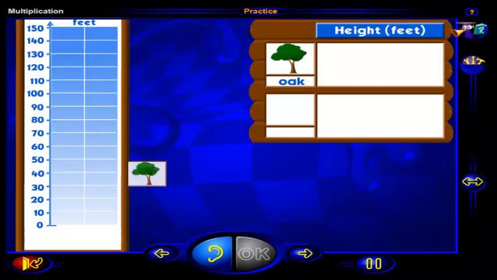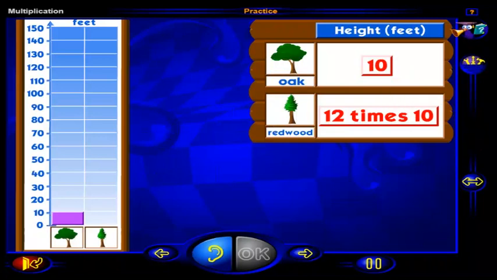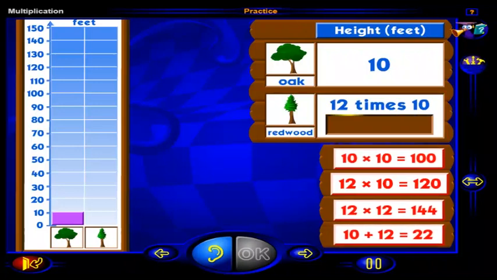This oak tree is 10 feet tall. The redwood tree is 12 times as tall as this oak tree. What number sentence can you use to find the height in feet of the redwood tree? Drag the correct number sentence here, then click OK.